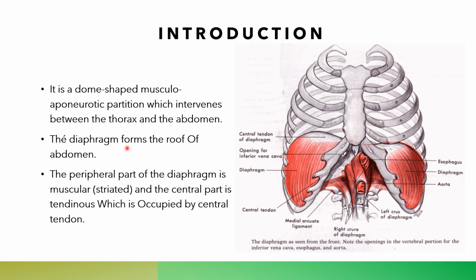Okay, now the diaphragm forms the roof of the abdomen. So as you can see in this picture, it is forming the roof of the abdomen. The peripheral part of the diaphragm is muscular. As you can see in this picture, the peripheral part of the diaphragm is made up of striated muscle, whereas the central part of the diaphragm is tendinous, which is occupied by the central tendon. It is known as the central tendon of the diaphragm.